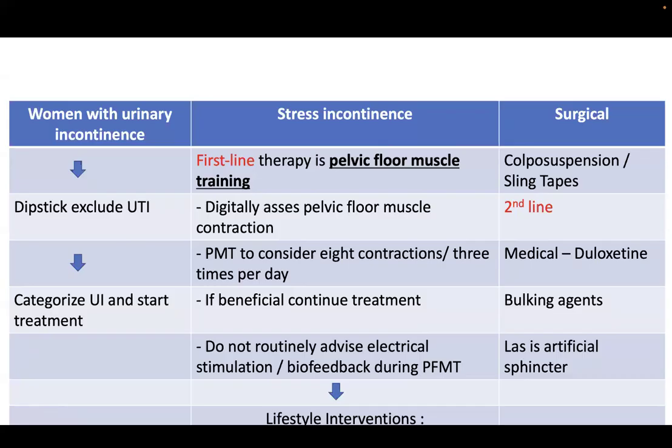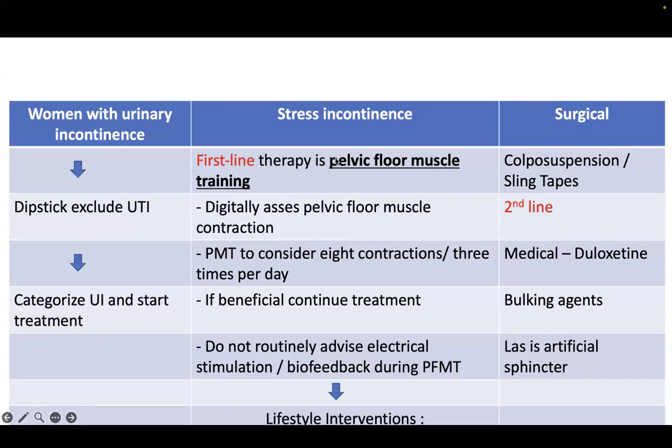This is the same thing. I have repeated it several times for easy memorization, because this information is very important for the exam. The same thing: urine dipstick to exclude urinary tract infection. They categorize the patient, whether the patient has stress incontinence, then start treatment. First line is PFMT, and if required, biofeedback or electrical stimulation if the patient cannot do the contraction.